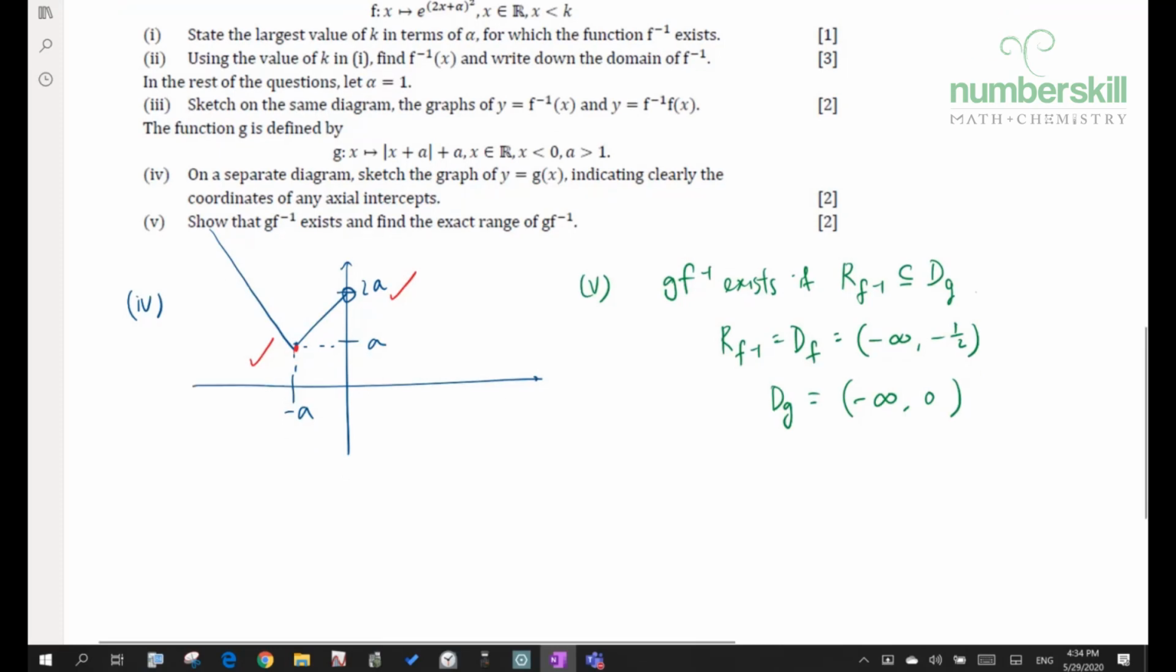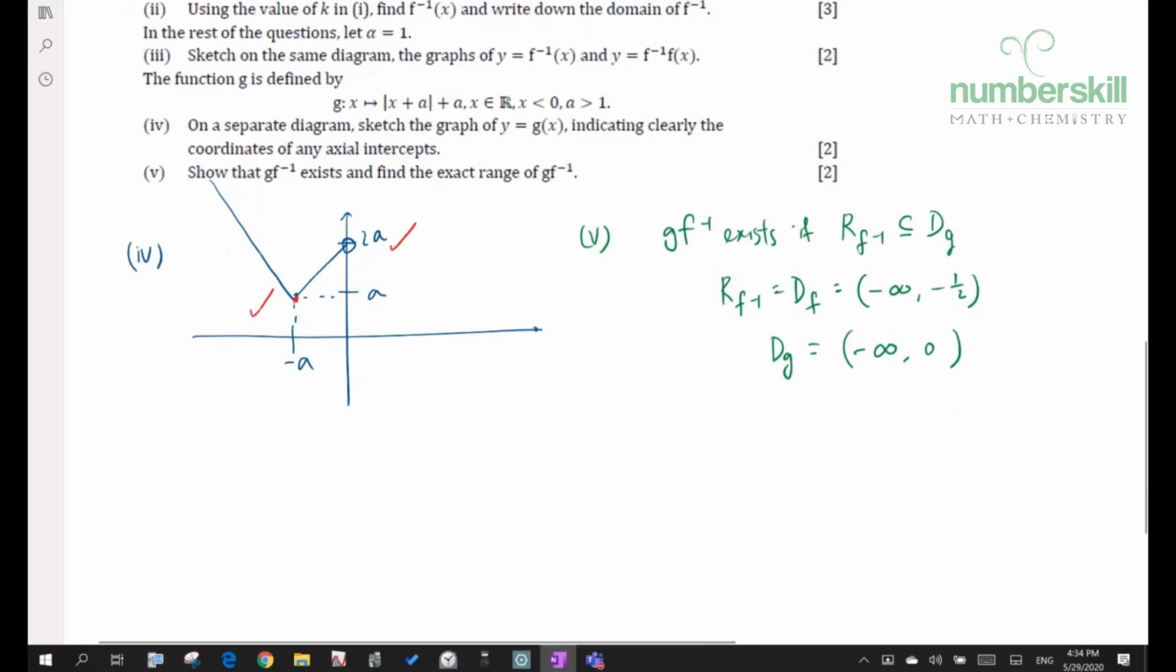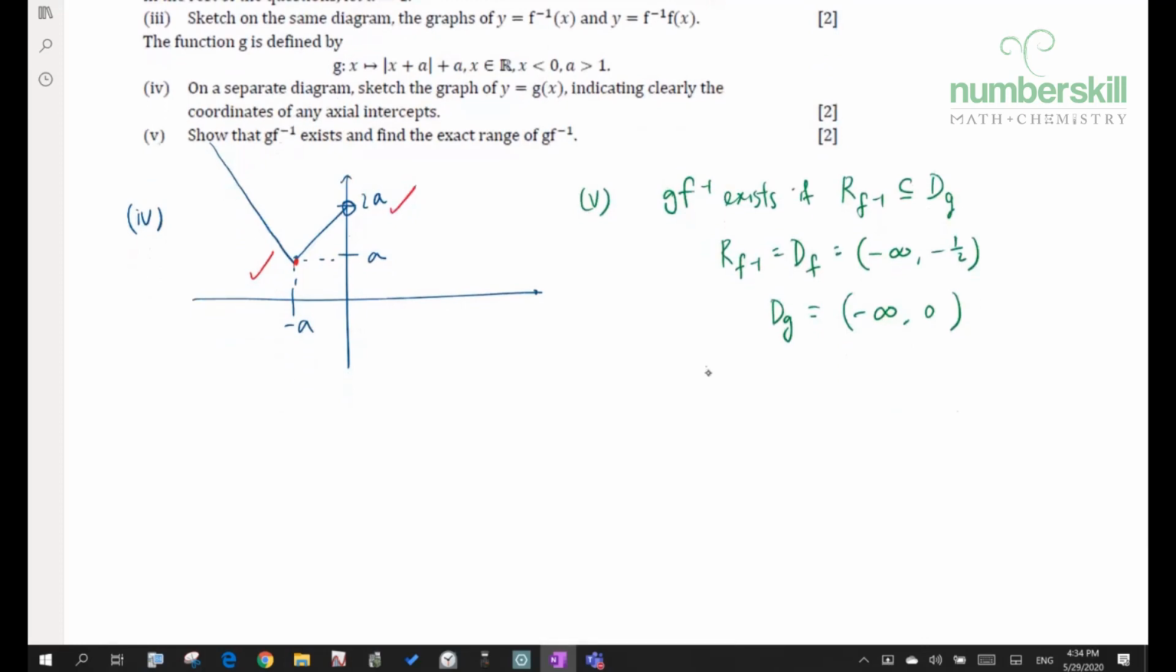Anyway, the domain of G is right here. Is it a subset? Pretty obvious it's a subset, right? So we say that since the range of F inverse is indeed a subset of the domain of G, therefore this exists. By the way, there's only one mark, so all you need to show is this logical thinking, and it must be correctly identified. All of this is only 1 mark together. It's not so expensive, but it's very easy, so you cannot complain.